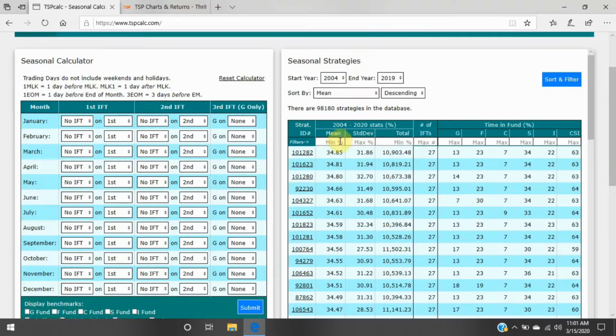So let's set this up how I would typically do this if I was starting a strategy for the year. I like to set my mean at 28. We'll set the standard deviation at 15. I don't want more than 35 G or F, and I want to make it 60 for C, S and I.